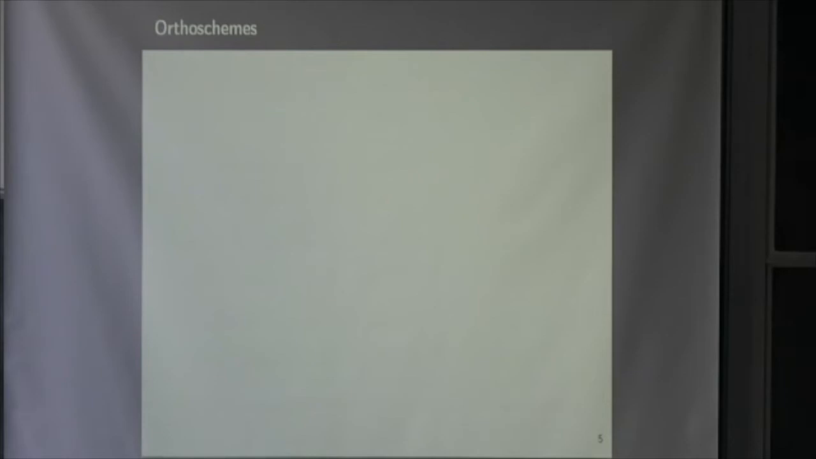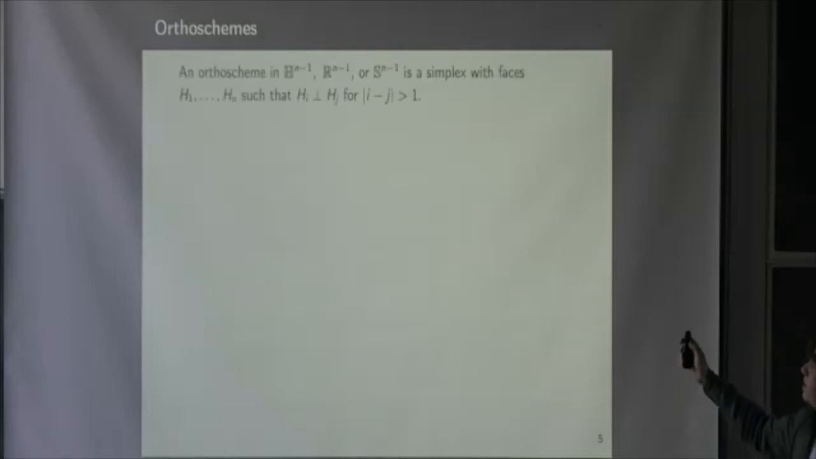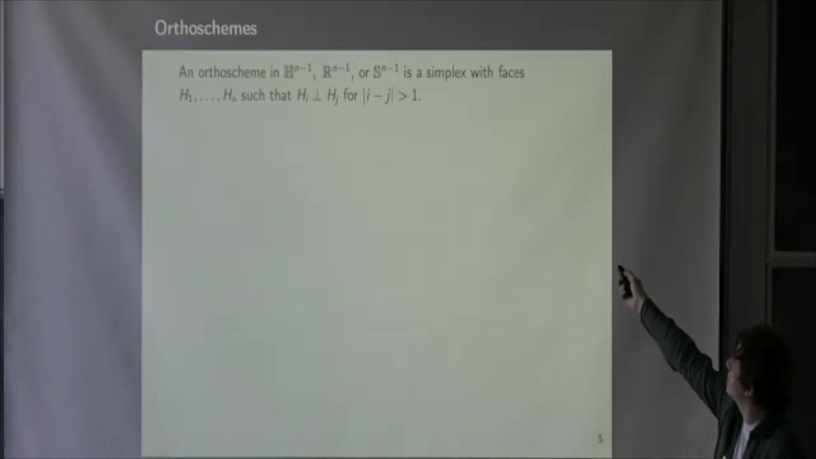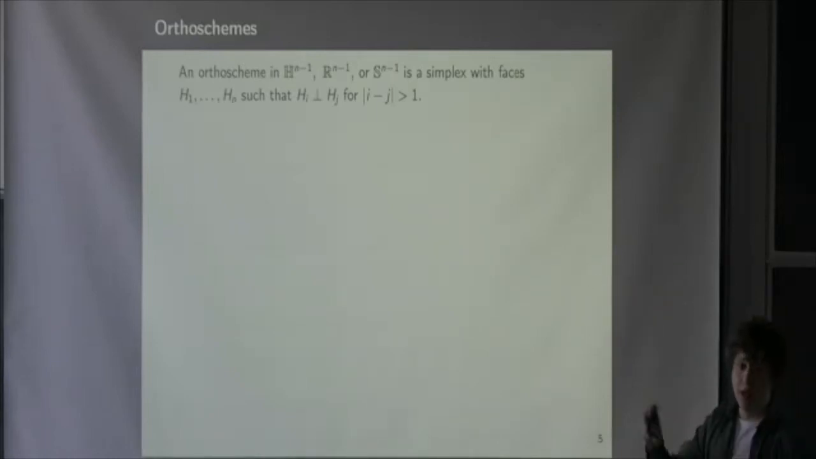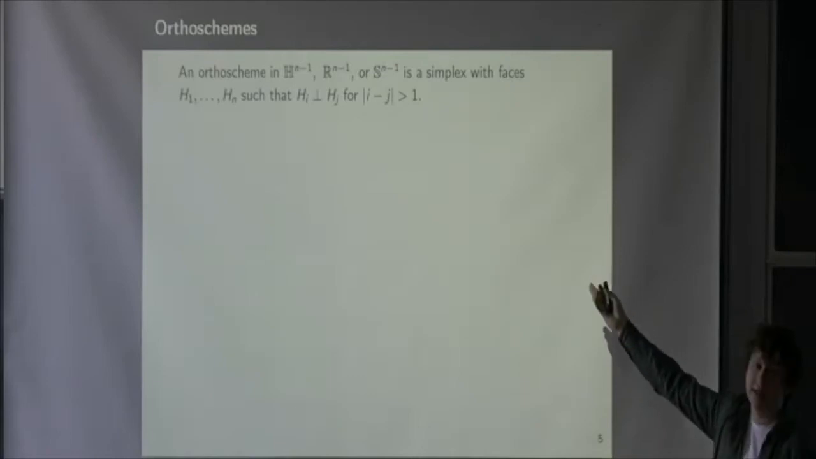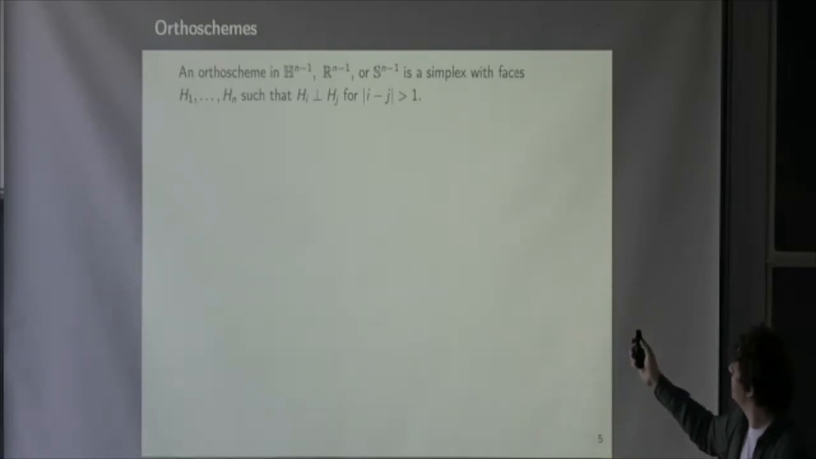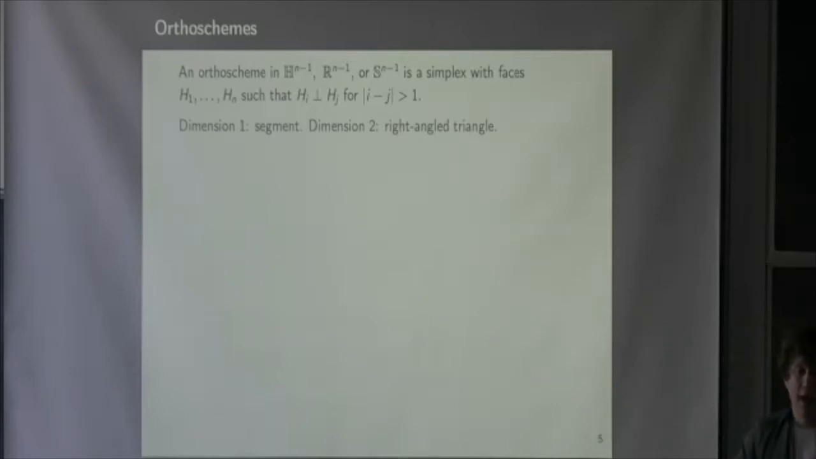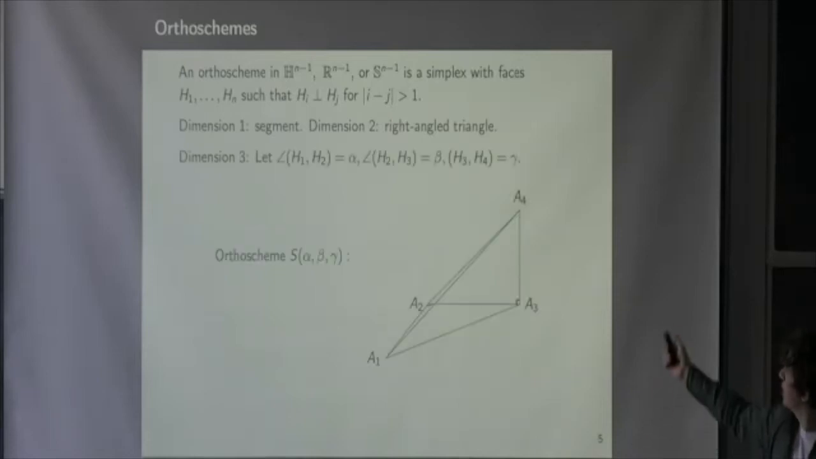Okay, so first I need to talk about orthoschemes, and that again has to do with some forgotten story. So first, what is an orthoscheme? An orthoscheme in hyperbolic space, Euclidean space, or spherical space, doesn't matter, is a simplex whose faces satisfy a certain orthogonality condition. The correct way to think about it is that in dimension 1 it is just a segment, in dimension 2 it's a right angle triangle, and in higher dimensions it's just a higher dimensional generalization of a right angle triangle. So here is a picture of an orthoscheme in a 3-dimensional space.